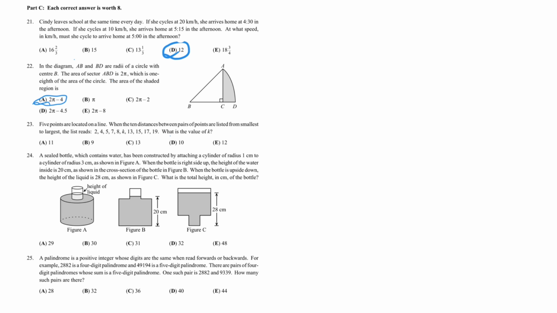Number 23. 5 points are located on a line. When the distances between pairs of the points are listed from smallest to largest, the list reads 2, 4, 5, 7, 8, K, 13, 15, 17, 19. What is the value of K?